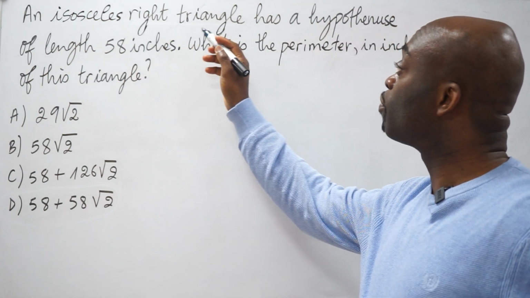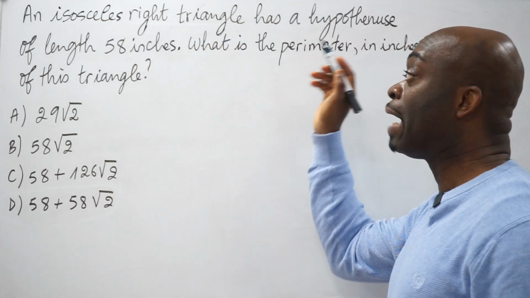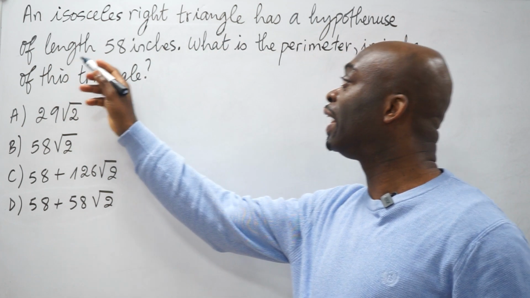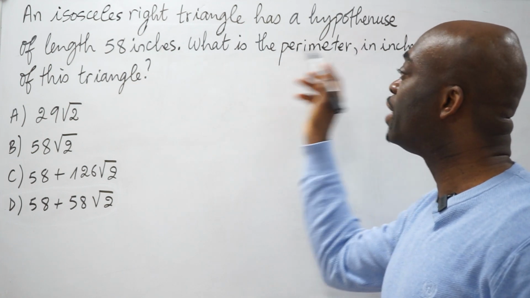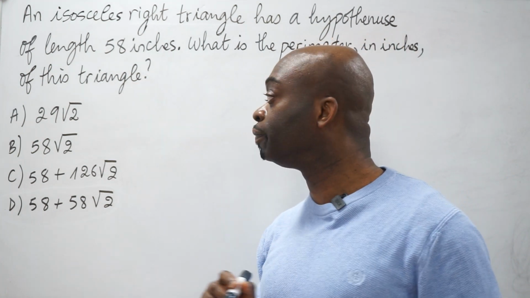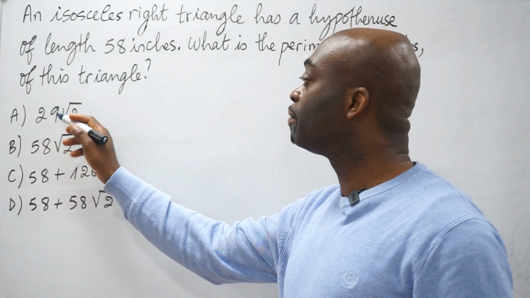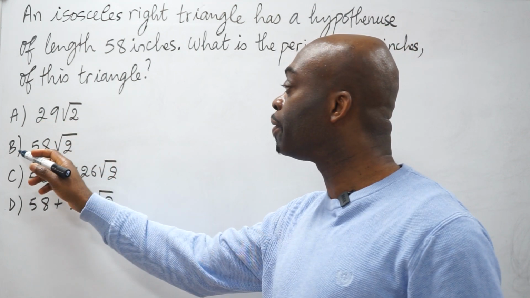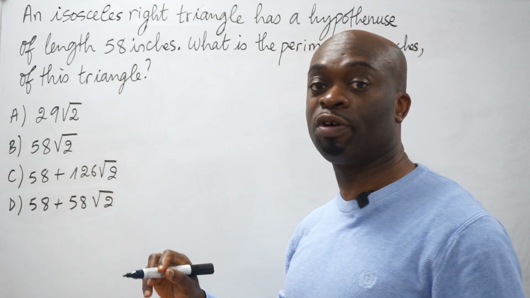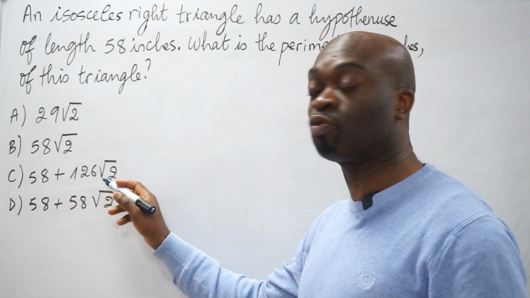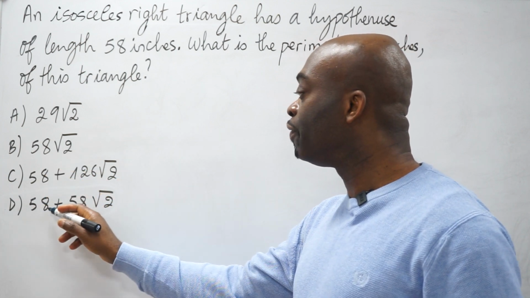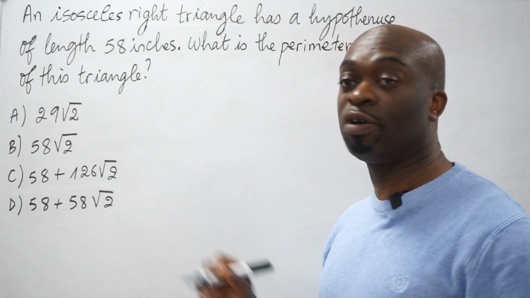An isosceles right triangle has a hypotenuse of length 58 inches. What is the perimeter in inches of this triangle? Answer A, 29 square root of 2. Answer B, 58 square root of 2. Answer C, 58 plus 126 square root of 2. D, 58 plus 58 square root of 2.